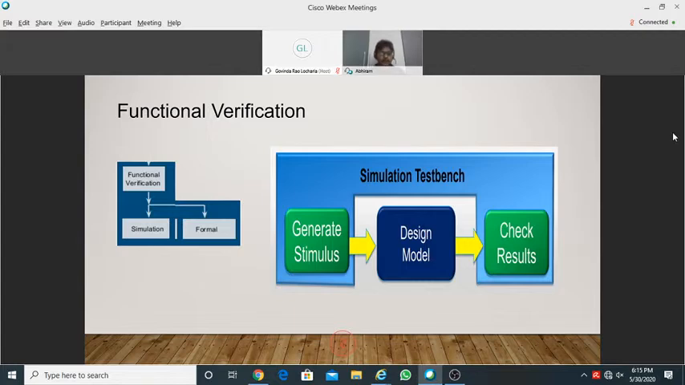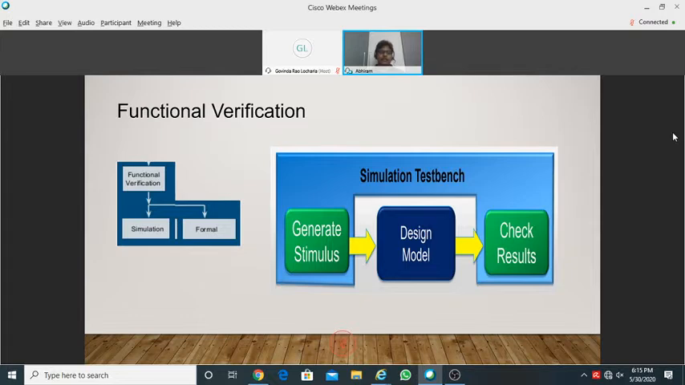Okay. Yeah. As I described earlier, functional verification is, your design intent, what you have designed, is it working as expected? How do you qualify your design? So there are basically two approaches for this. One is simulation based approach, and the other is the formal based approach. Both are two different ways of verifying a design.